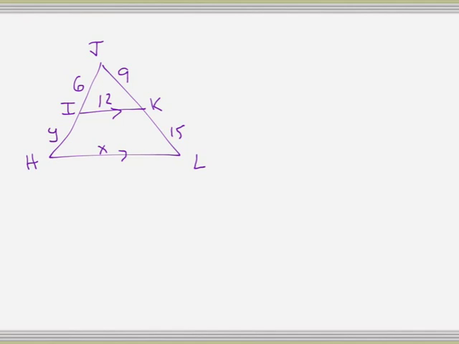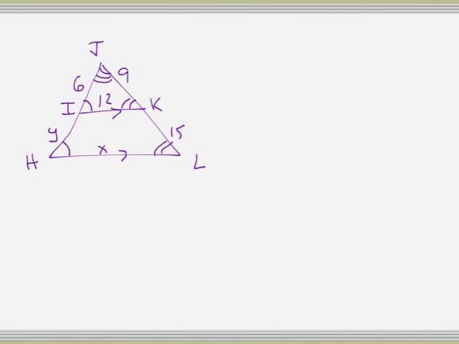What angle would have to be the same as angle JIK? H. Why? Because if parallel, corresponding angle. If we have parallel lines, corresponding angles should be congruent, and those are corresponding. They're in the same corner relative to those parallel lines. So then what angle would have to be the same as K? Oh, L. And J is the same as itself, so we've got some similarity here then.